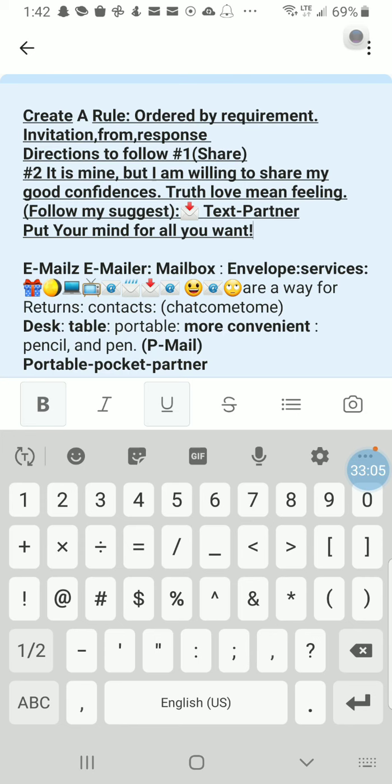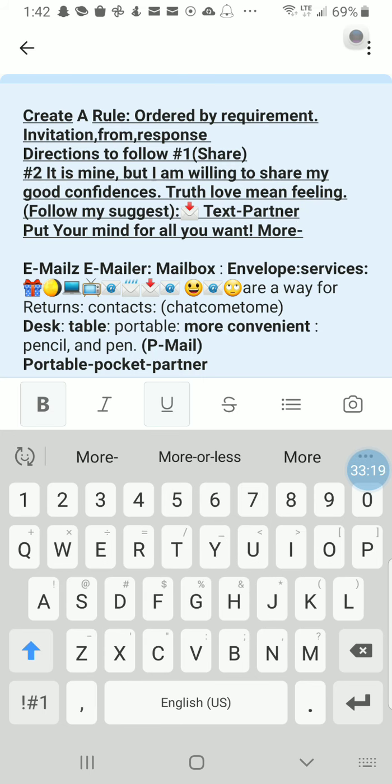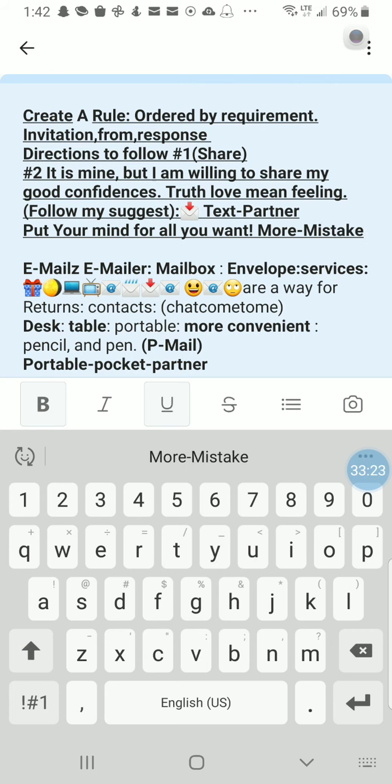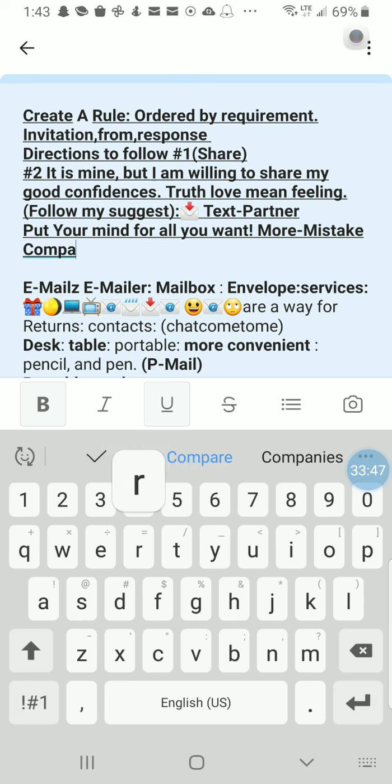Do you think, on average, that if there were no rules and no restrictions based on what you need to learn, there would be more mistakes done? Everybody else might even say that. What's the best way to explain it? If you were to put your mind to all that you would want, then maybe there would be more mistakes made compared to following the rules and requirements.